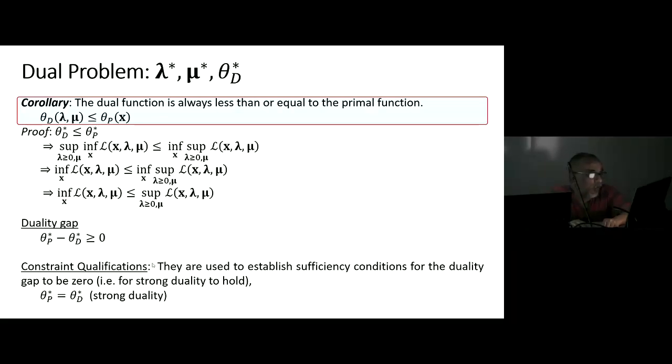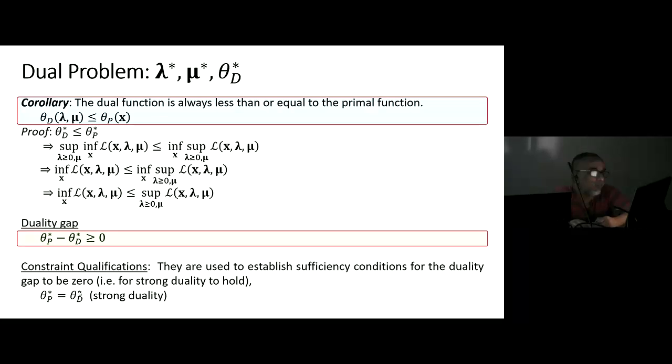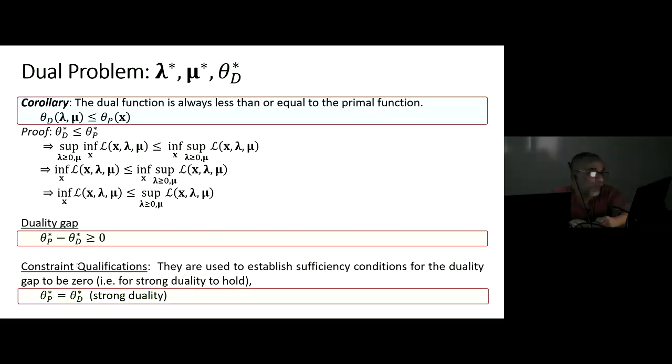Anyway, so this is weak duality, which holds by default, and this is strong duality. And this is the duality gap. Strong duality is when they're equal, or when the duality gap is 0.